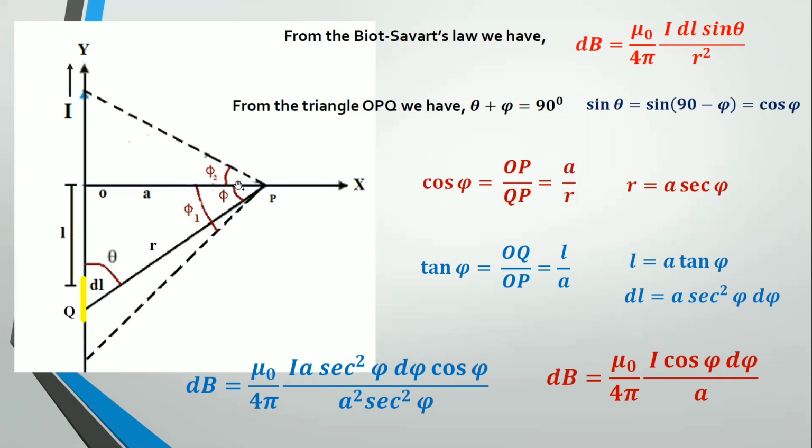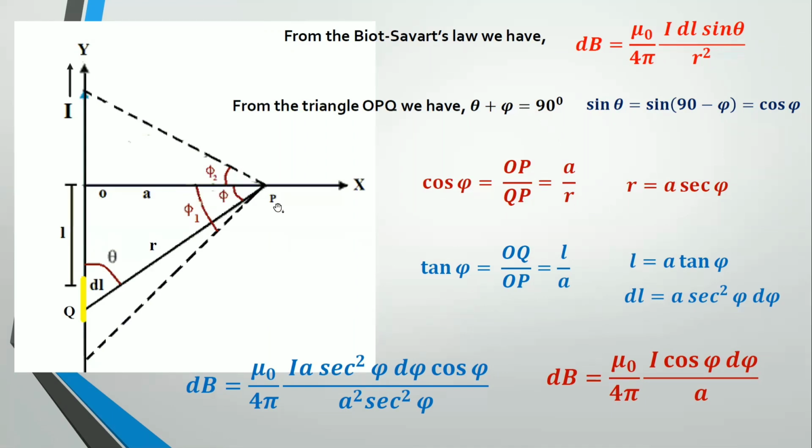And from this triangle OPQ, we have cos phi is OP by QP. From here, OP is a and QP is r. So we have r is a by cosine phi, that is r is equal to a sec phi. So we have converted theta into phi and r into phi variable.